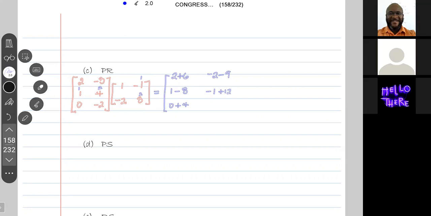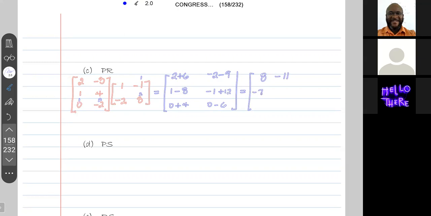Now, bottom row, same right column. 0 times minus 1 is 0, and minus 2 times 3 is minus 6. So our final answer should be 8 minus 11 minus 7, 11, 4 minus 6.